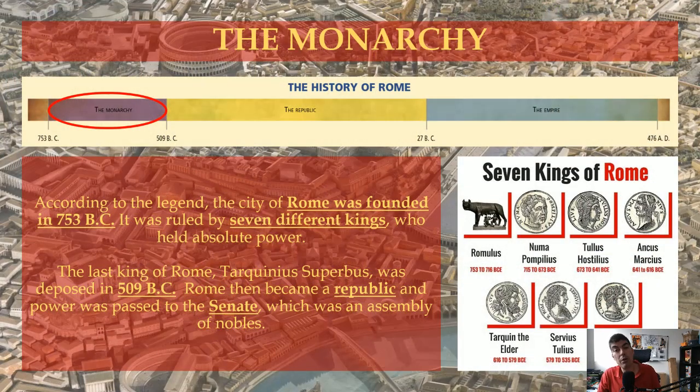So, in Rome we have three main periods of history: the monarchy, the republic, and the empire. We have to know all the dates. Rome was founded, according to the legend, in the year 753 BC, on April the 21st. And the first period was the monarchy, because Rome was ruled by seven kings. These ones: Romulus, Numa Pompilius, Tullus Hostilius, Ancus Marcius, Tarquin the Elder, Servius Tullius, and Tarquin the Proud, o Tarquinio el Soberbio.